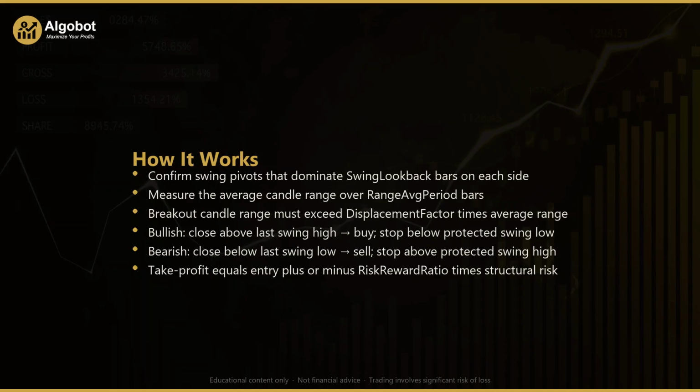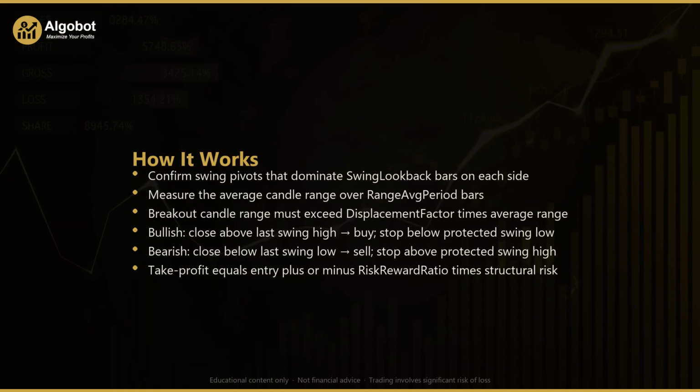The most recent confirmed swing high becomes the bullish structural level, and the most recent confirmed swing low becomes the bearish one. Next, the strategy measures momentum. It calculates the average candle range over the last 14 bars, a window set by the range average period. Then it looks at the breakout candle and asks a simple question. Is this candle's range at least 1.3 times that average? That multiplier is the displacement factor. This filter is crucial. It keeps the EA on powerful, momentum-driven breaks and rejects shallow pokes through a level that often turn out to be liquidity grabs rather than real breakouts.